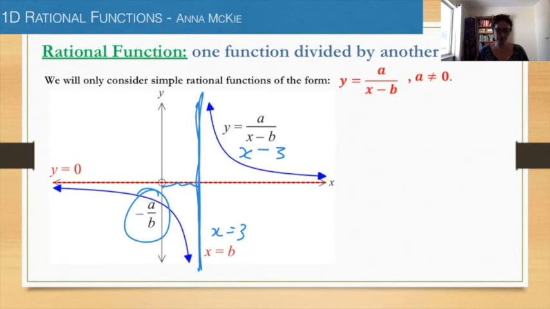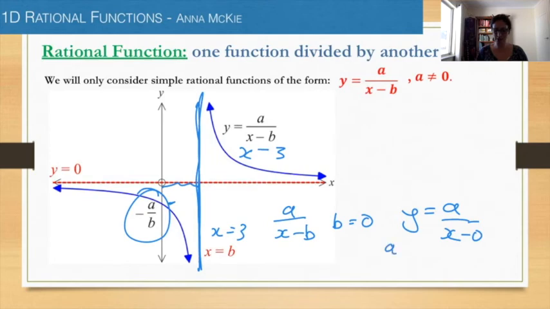Having a think back to, just out of interest, when we had functions of the form, well, in this case, if b equaled 0, y would be equal to a divided by x take 0. So therefore this y-intercept would be negative a divided by 0 for the y-intercept. Well, anything divided by 0 can't be done, it's undefined. And so therefore the y-intercept, if that doesn't exist, that matches with the idea of the vertical asymptote being at the y-axis. So that fits with what we should expect.